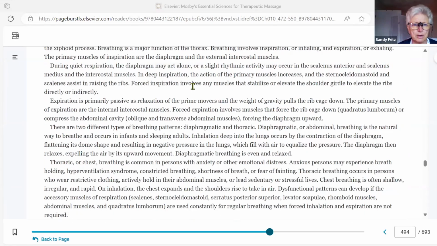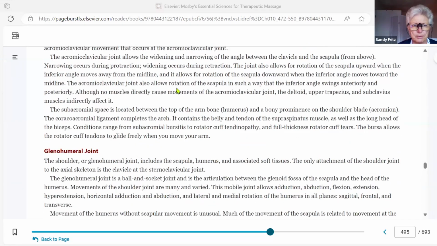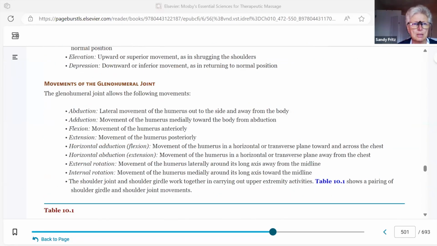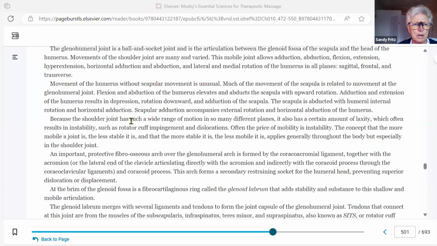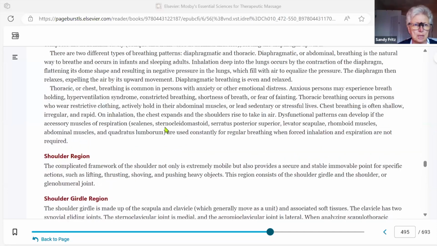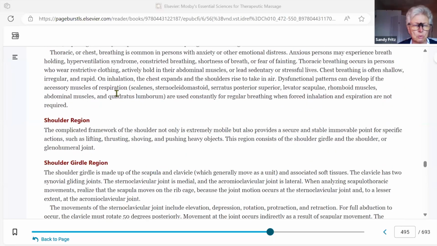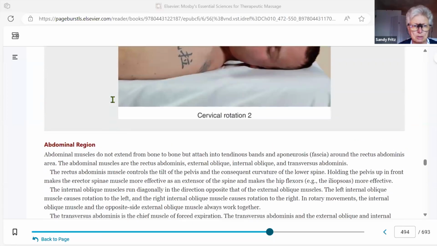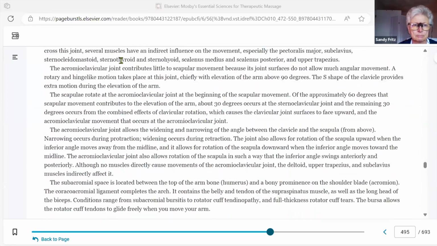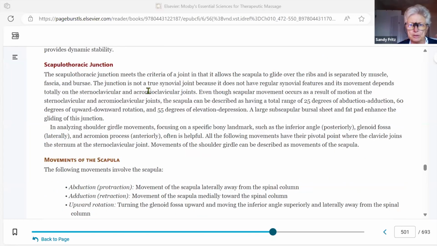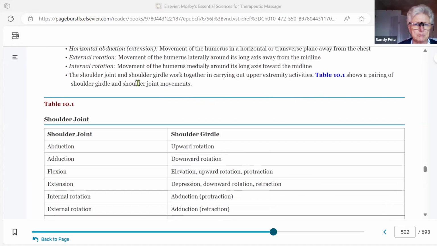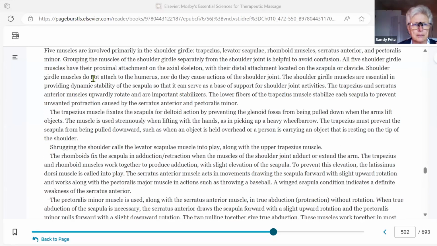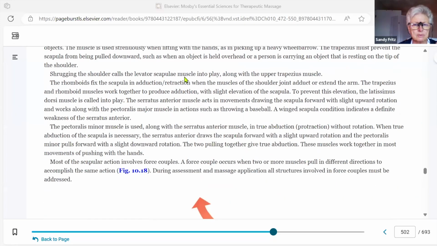So this goes into the rotation, and then we get into our abdominal region, shoulder region, glenohumeral, down through, talks about all the movements. So you will want to study the shoulder region now as a unit. Just like we did the trunk and the cervical area. And the scapula, movement of the scapula becomes part of that. And then here are the shoulder girdle muscles.